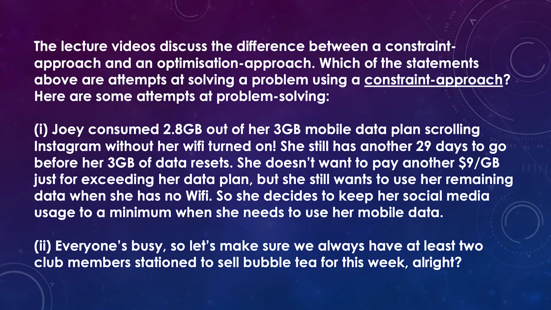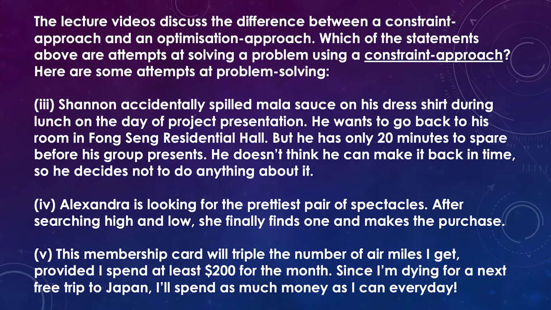So in which case, this is a constraint approach. Next one, Shannon accidentally spilled mala sauce on his dress shirt during lunch on the day of his project presentation. So moral of the story, don't eat mala or anything with gravy, yeah? He wants to go back to his room in Fong Sing Residential Hall. Which one is Fong Sing Residential Hall?